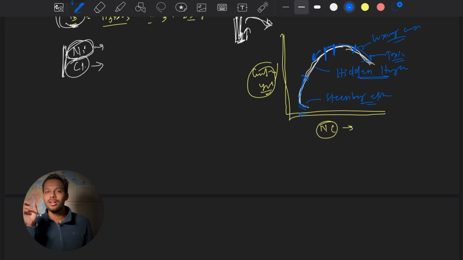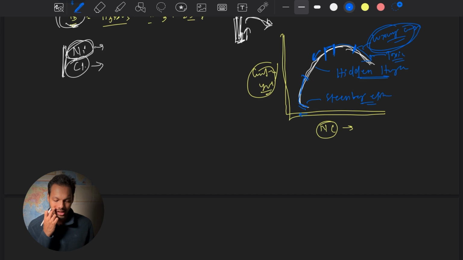Between this range, there is a point where the plant is taking up so much nutrient and accumulating so much nutrient, but it is not showing toxic symptoms. That point is known as luxury consumption. Most of these terminologies you will get in different competitive exams as well as class exams. So, these are the terms: hidden hunger, Steenberg effect, and luxury consumption. I hope you are clear.